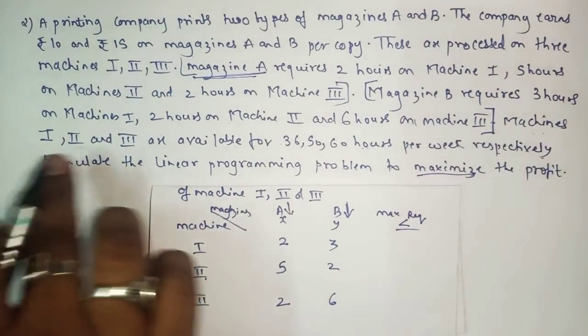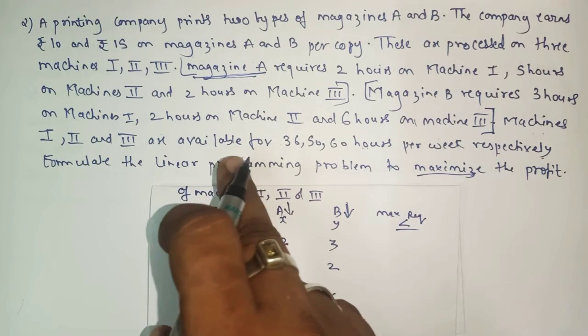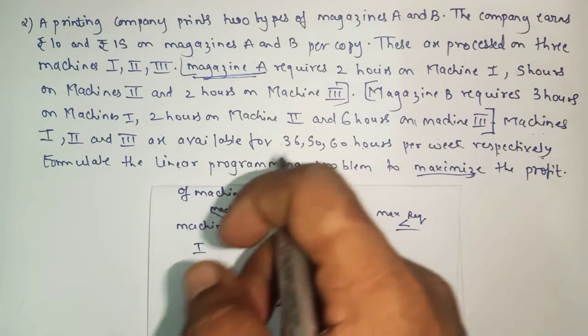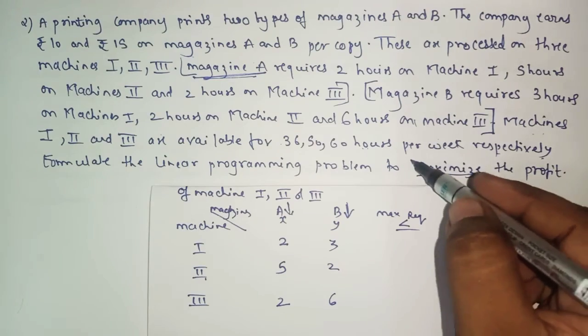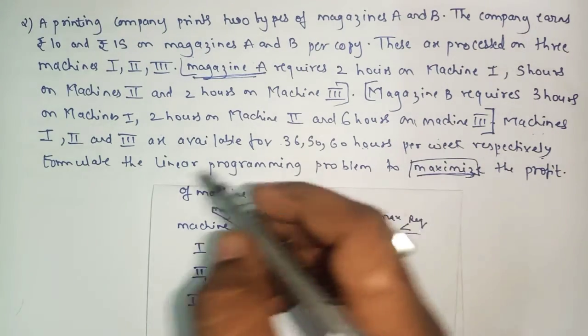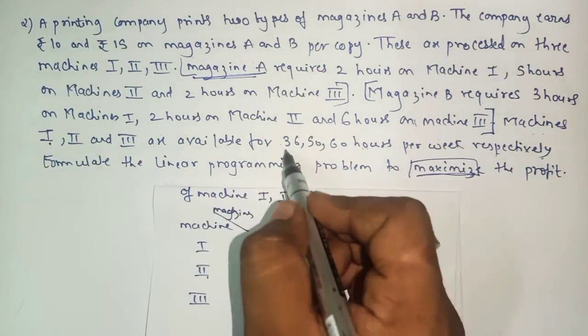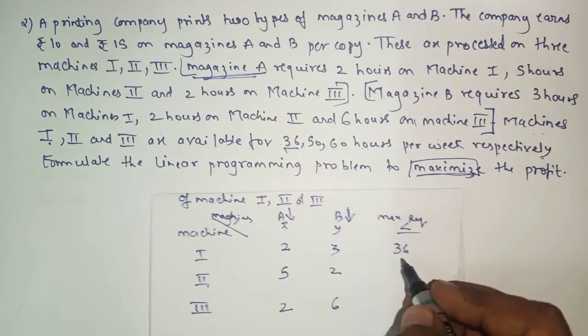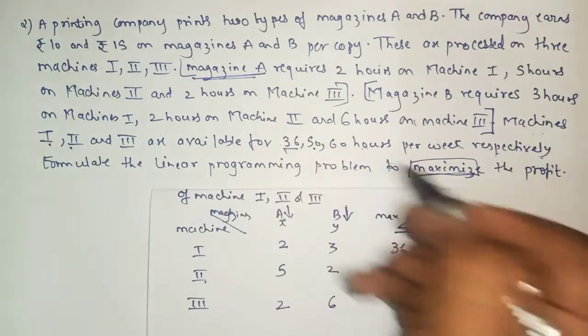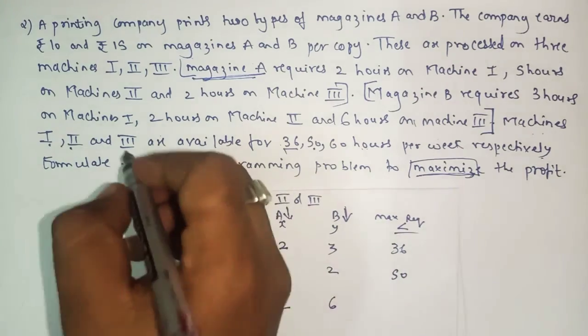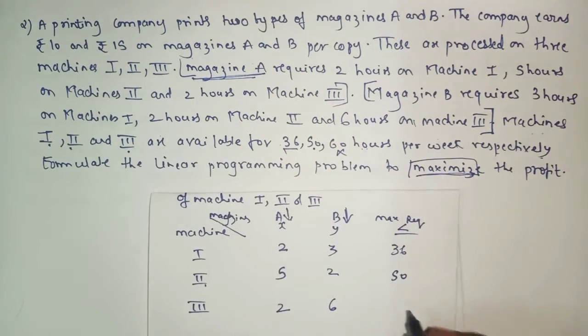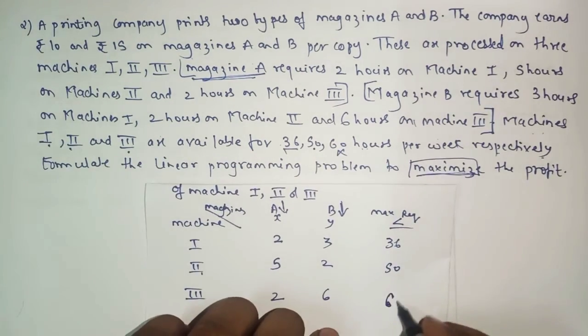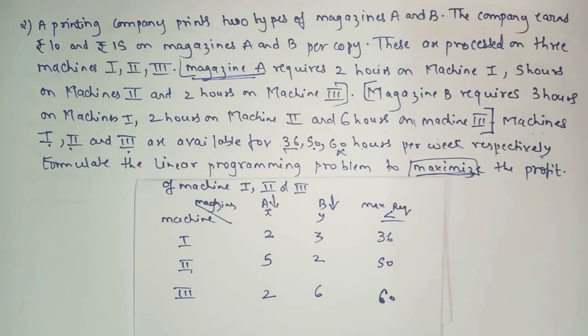Now machines 1, 2, 3 have the required availability, the requirement, as we have to find the maximized requirement. For machine 1 it is 36, for machine 2 it is 50, and for machine 3 it is 60. I hope you all understood how to construct a table.